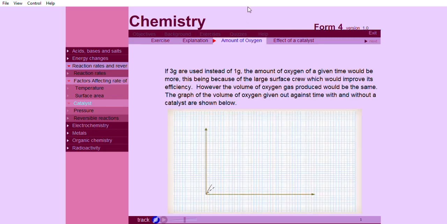If 3 grams are used instead of 1 gram, the amount of oxygen at a given time would be more. This is because of the larger surface area, which would improve its efficiency. However, the volume of oxygen gas produced would be the same. The graph of the volume of oxygen given out against time with and without a catalyst is shown below.